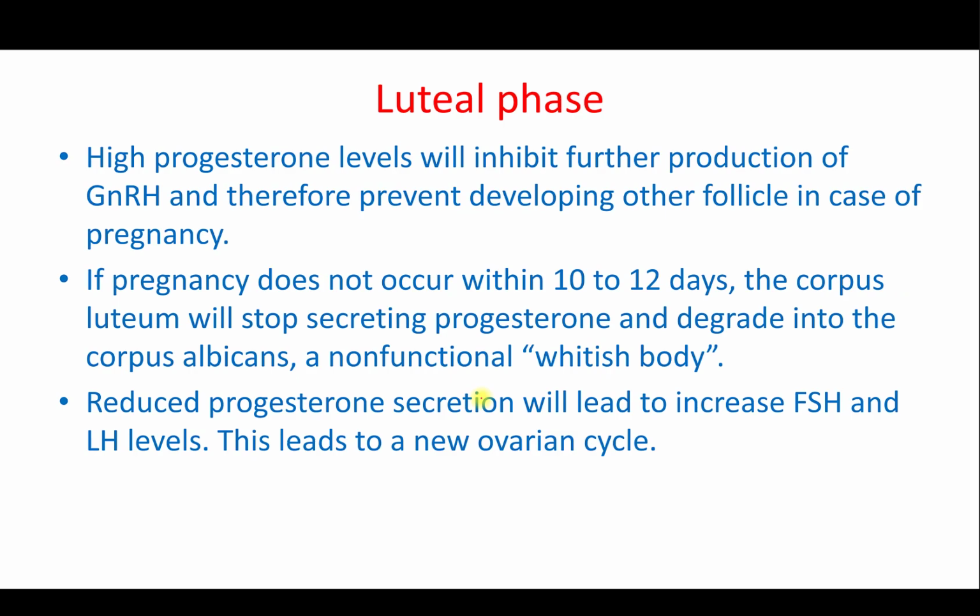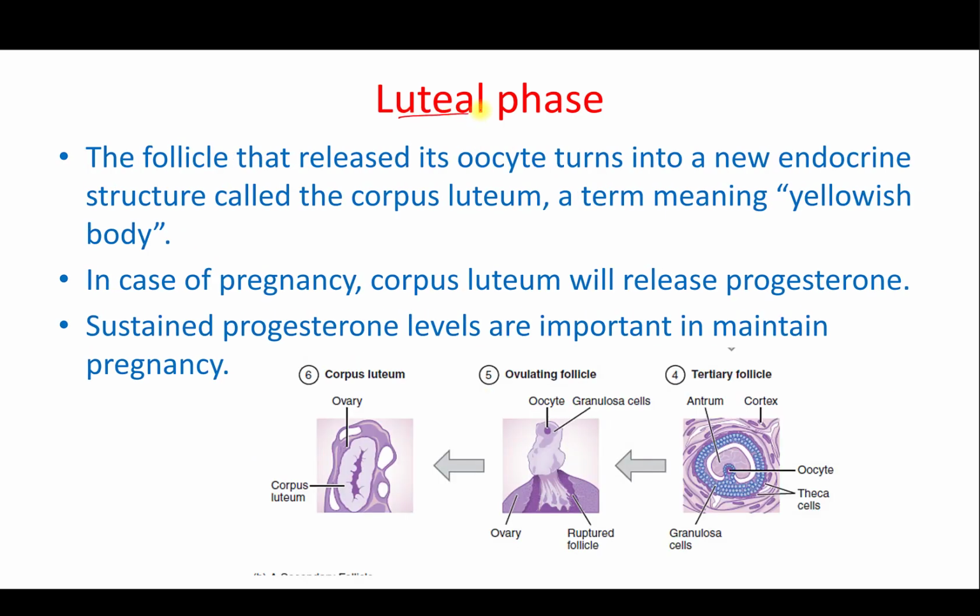Now, after ovulation, we said we will have the luteal phase. What is the luteal phase? The luteal phase refers to the remaining of the follicle. So this is the ruptured follicle. It remains within the ovary. It doesn't go with the egg, and it will turn into something called corpus luteum. This corpus luteum is responsible for producing mainly progesterone.